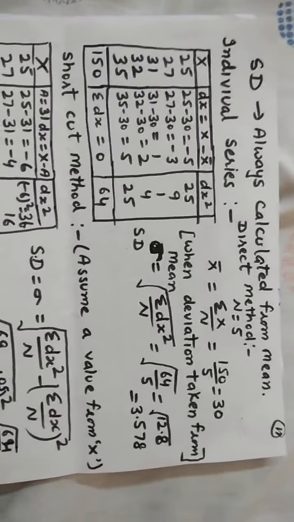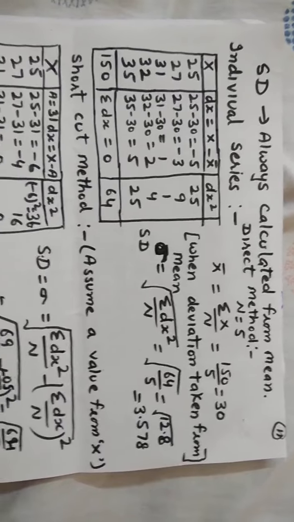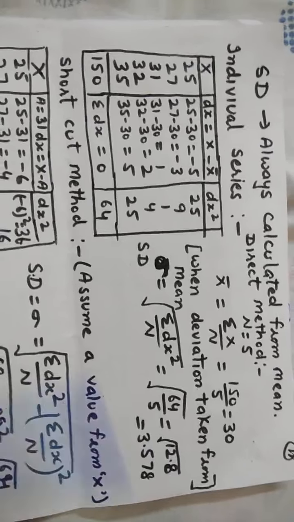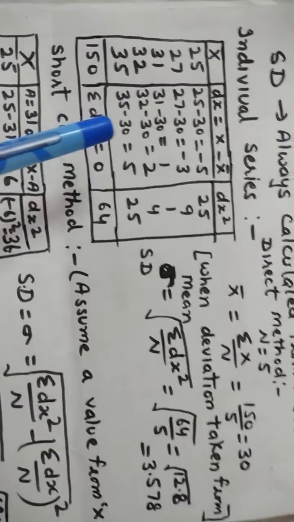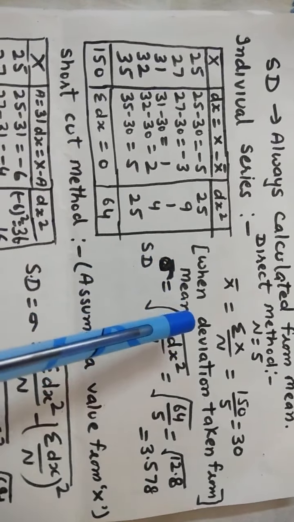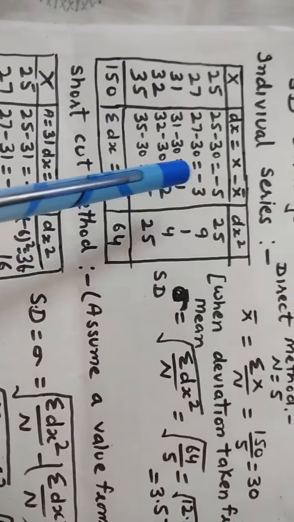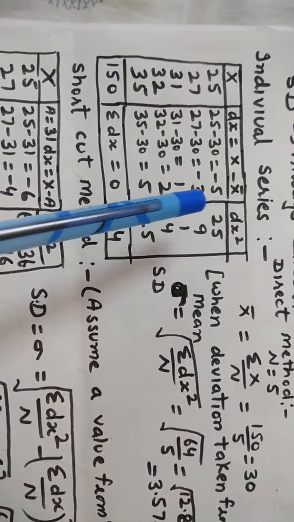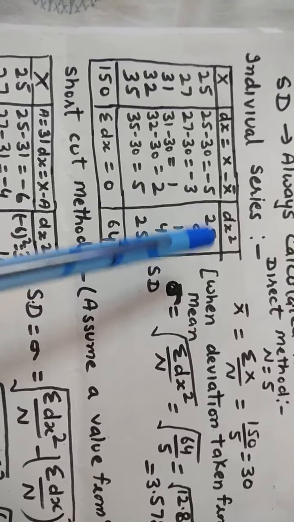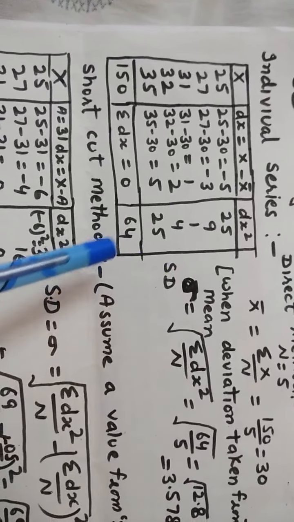Now we calculate standard deviation. It is always calculated from the mean. In individual series with direct method, variables are given. We find deviation from mean. So for this, first calculate mean. We get mean 30. Take deviation from mean. We get dx minus 5, minus 3, 1. Square of dx is 25, 9. And total of dx square is 64.